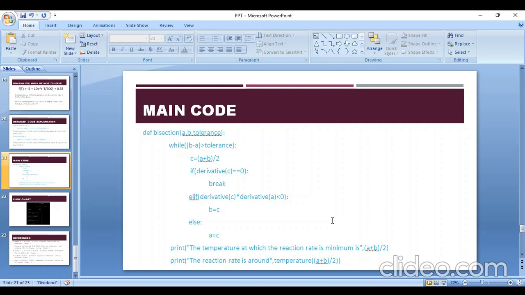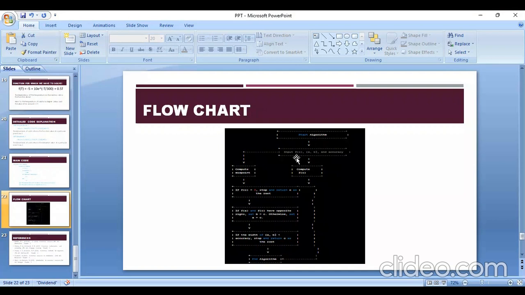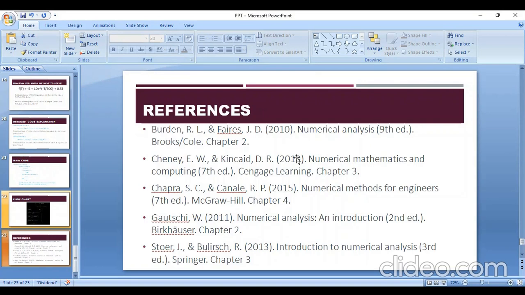And when the interval length is less than the tolerance, then it will be exiting from the loop and will be printing the interval length midpoint. It also prints the function value at the midpoint of the interval which is less than tolerance. So here is the flowchart of my algorithm of the bisection method, and these are the references I referred to during my application.